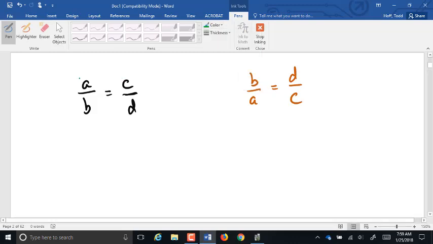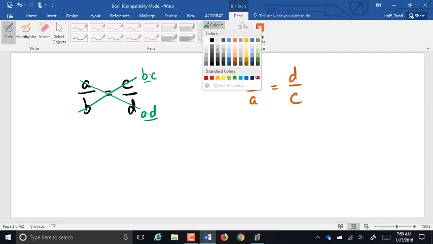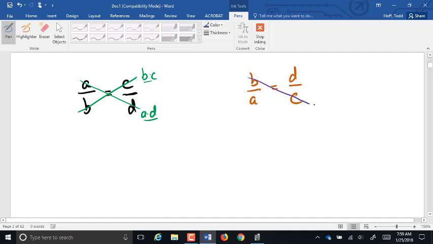Well, let's look at those cross products. Over here we had A times D, right? Over here we had B times C, which is BC. So AD has to equal BC. Over here, BC and AD still equals BC. So that's okay. We can flip both upside down, as long as we flip both ratios.